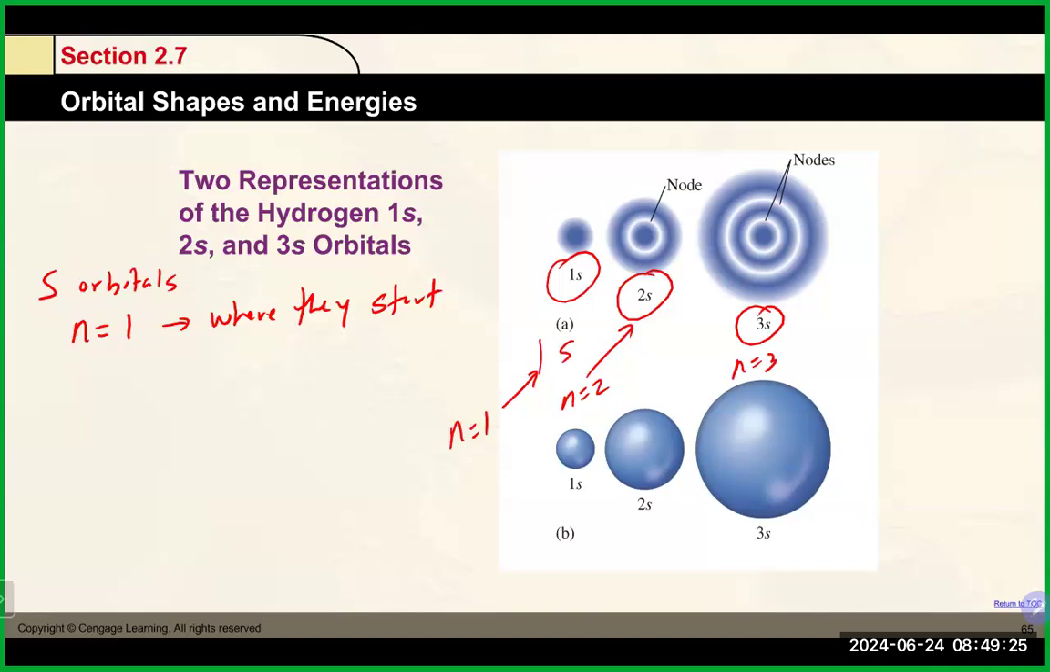There's actually only one type of s orbital. No matter what energy level you're on, there's just a single s orbital that's present.